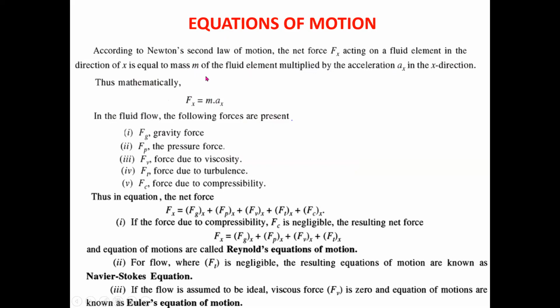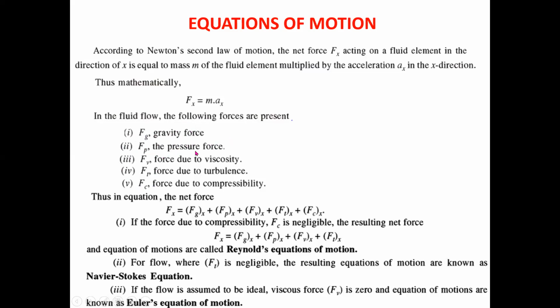How many types of forces are available when a fluid is in motion? In a fluid flow, the following forces are present. There are 5 types of forces which already exist, which we cannot see. The first main one is the gravitational force, which will be there for everything. The gravitational force is denoted by Fg. And definitely there will be some pressure.